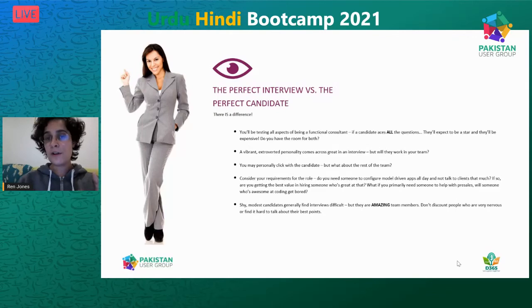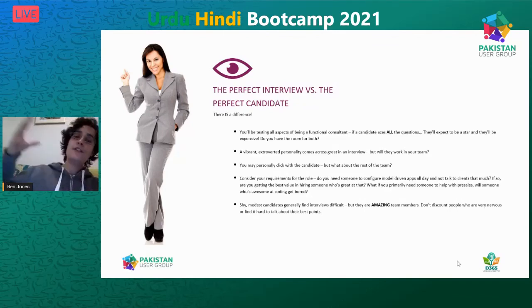And in theory, you could get a person that aces absolutely everything. But if you do get that person, they're going to be a star. So they'll be expensive, number one. They'll have a lot of options, number two. And you've got to make sure that that person is going to fit well in your team.